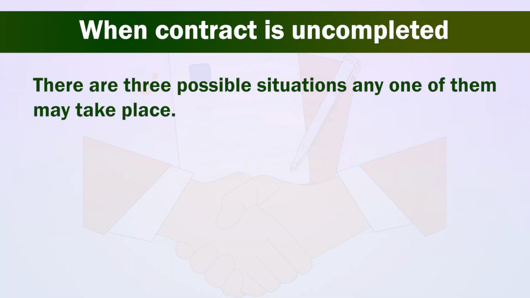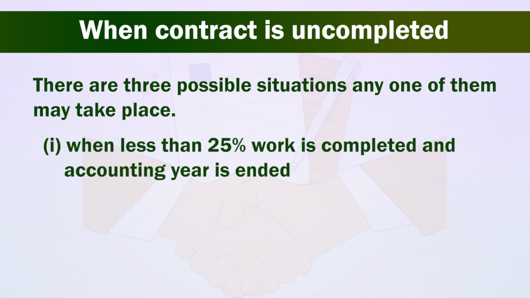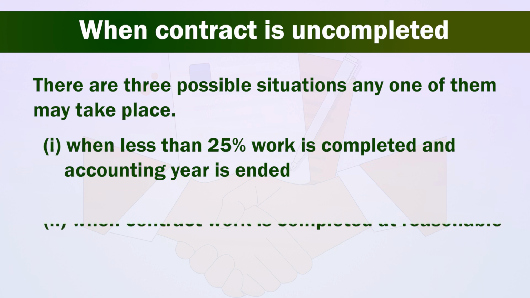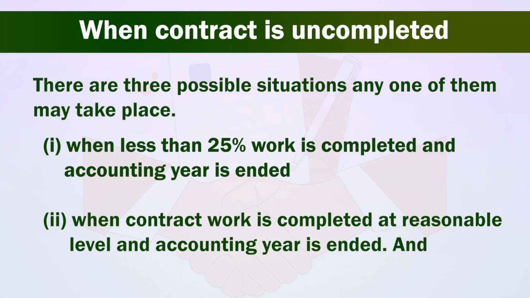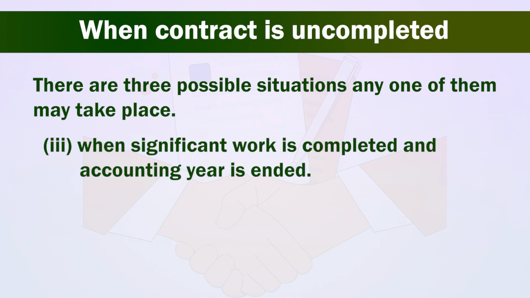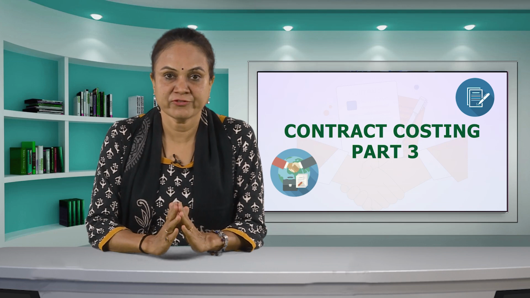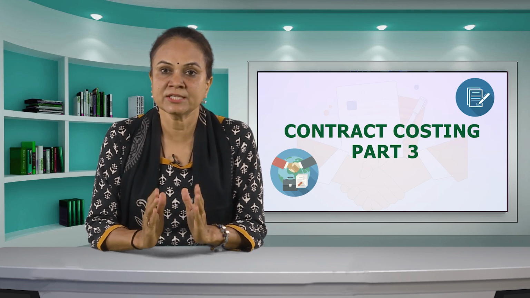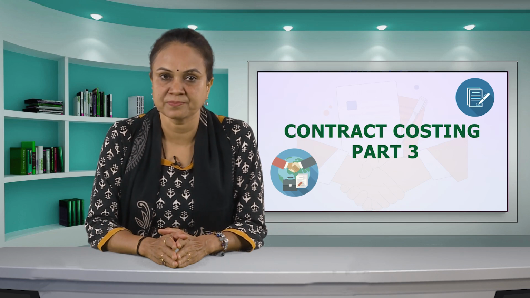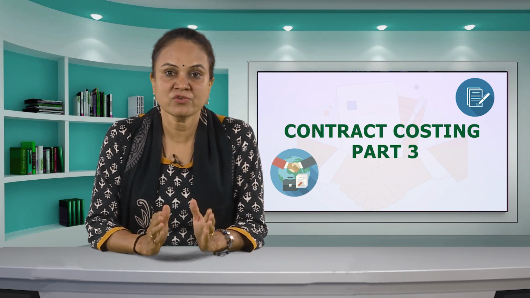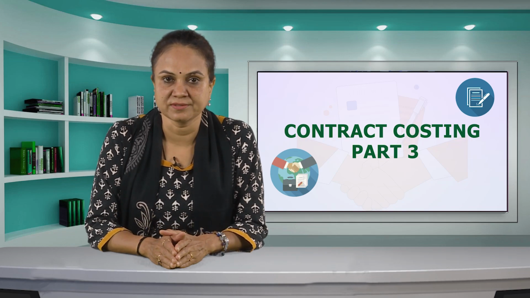There are three possible situations, any of which may take place. Number 1, when less than 25% work is complete and accounting year is ended. Number 2, when contract work is completed at reasonable level and accounting year is ended. And number 3, when significant work is completed and accounting year is ended. Let's understand first situation. Kindly refer part 2 to revise accounting treatments for the stated situation. Now, let's understand the case of uncompleted work through illustration.